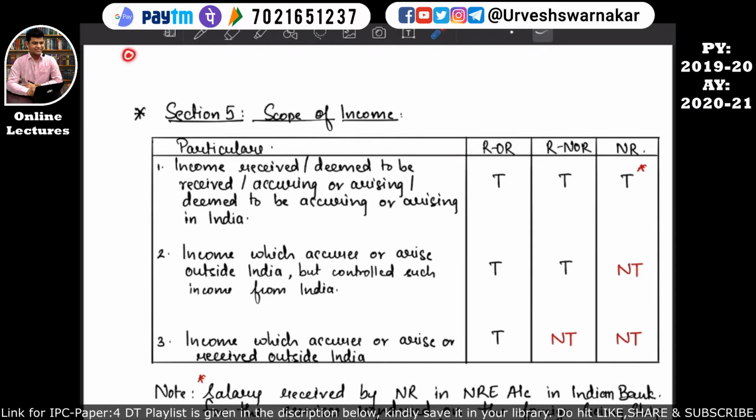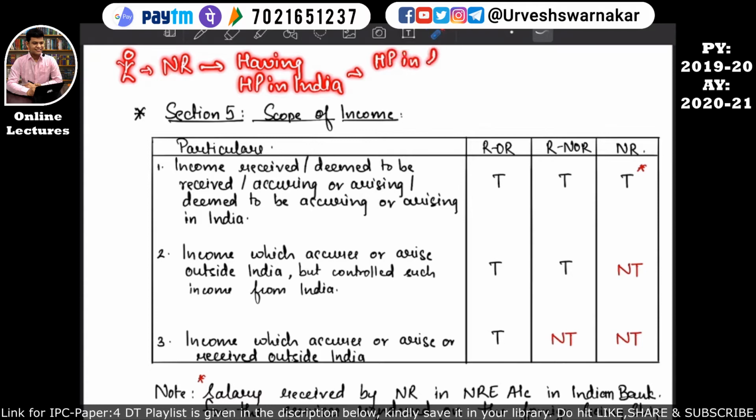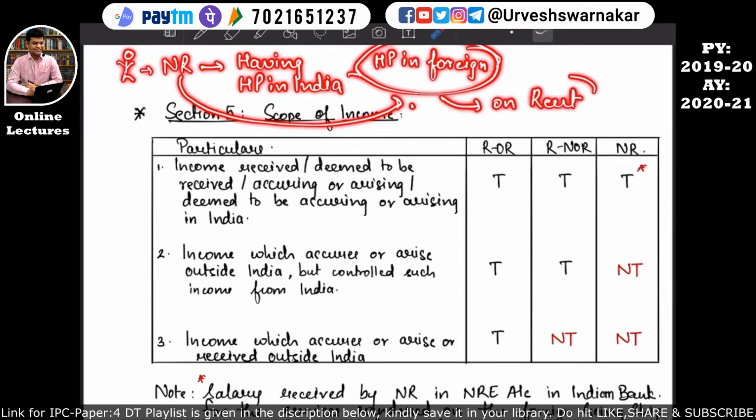So understand that this is our non-resident. This non-resident is also having house property in India as well as house property in foreign. So when this non-resident is in India, he gives this house property of foreign on rent. I hope this is quite clear to you all. And this rent is received by this non-resident in a foreign bank.